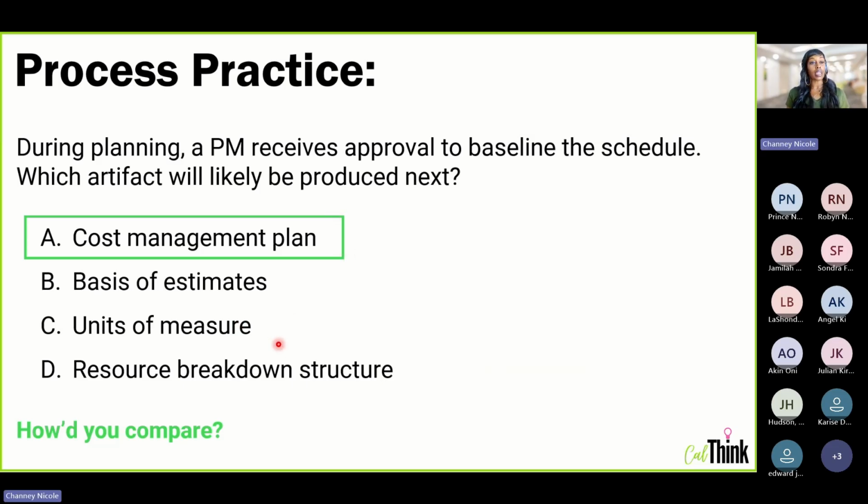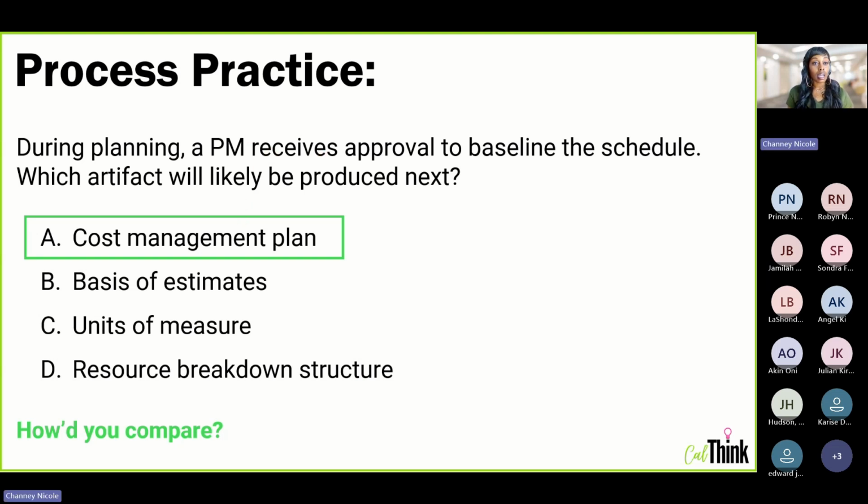Units of measure is not really something that's produced on its own. It's actually a part of your schedule management plan or a part of your cost management plan. So you could say that these answers kind of contradict each other, but if you're using PMI logic, you're always going to go with the higher level option. So even though units of measure might be included in a cost management plan, the cost management plan is the more umbrella artifact. So that is going to be the correct answer. And then resource breakdown structure, this question is not addressing resources. So this one wouldn't be relevant. You can kind of scratch this one off as a distractor altogether. So that's how you come up with your answer, a cost management plan.